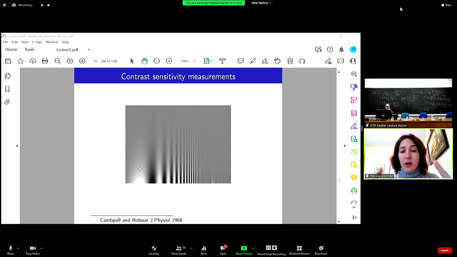So you see how this picture goes together with the measurements of the curves that I showed from Atick and Redlich's paper.